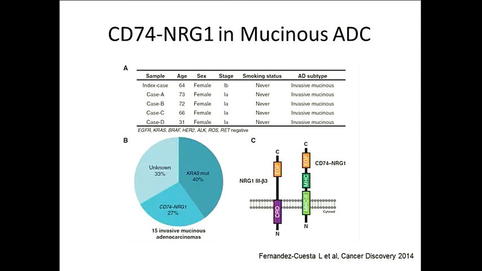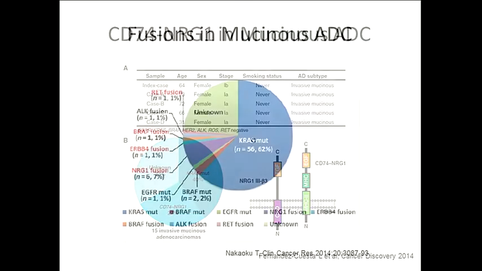Neuregulin is a very interesting gene that binds to ERB3 and activates HER2 signaling. When it's fused to CD74, it becomes constitutively membrane bound, and it can activate signaling. So it's a really neat signaling molecule fusion that's novel. It's about 20% of mucinous adenocarcinomas.